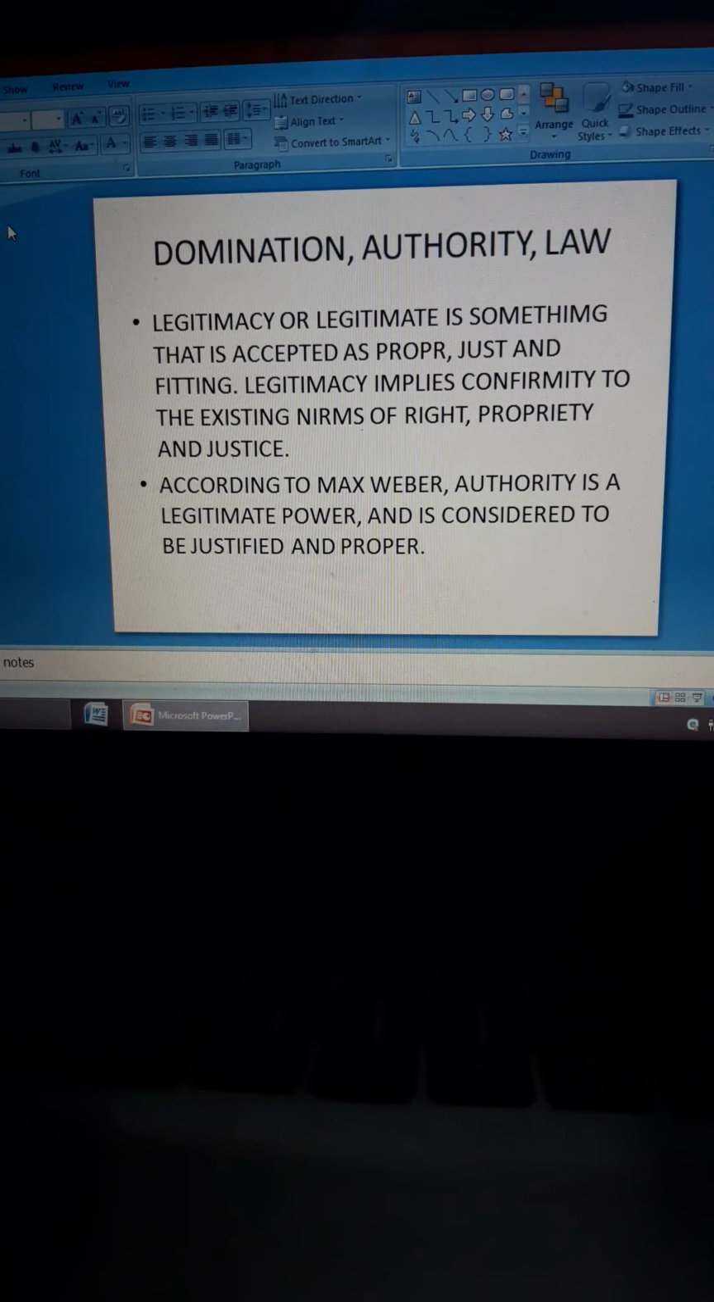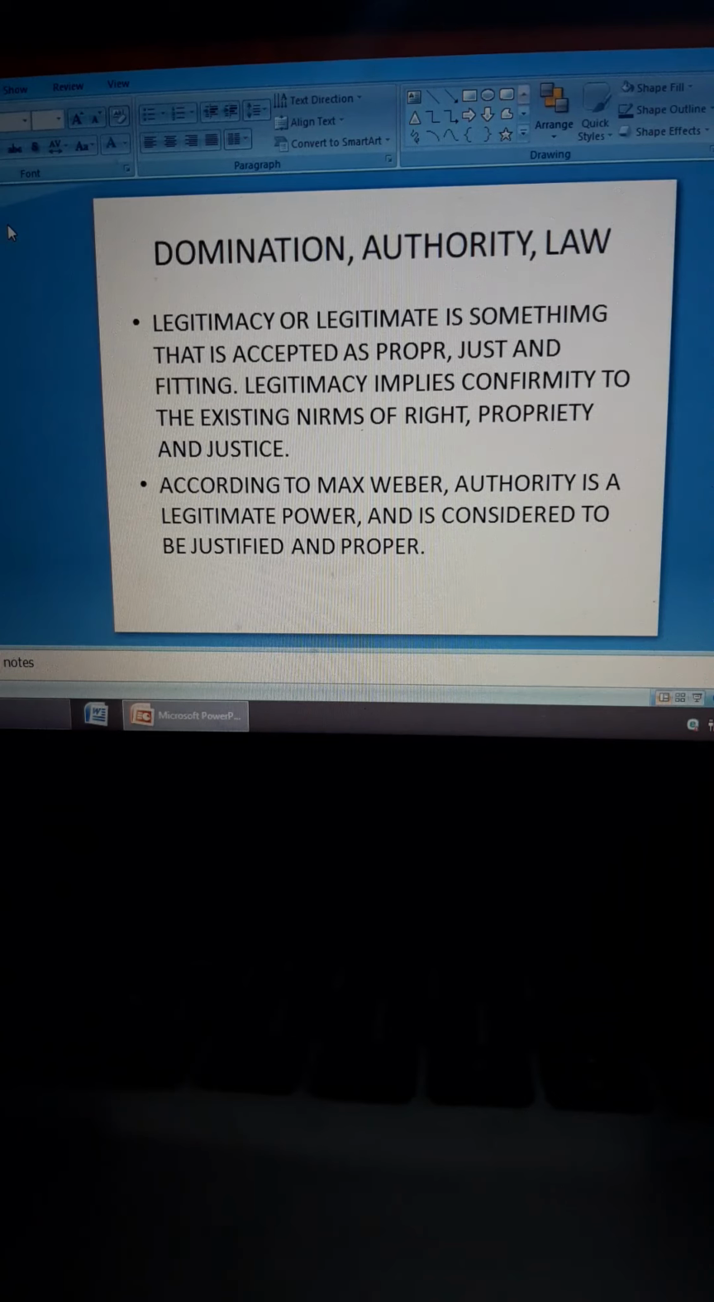The next one is domination, authority, and law. All of these terms denote something which puts a certain kind of pressure on the members of the society to behave in a particular way. So legitimacy, what is legitimacy? People use the word legit, right? It's something which is right, or which is good or genuine.